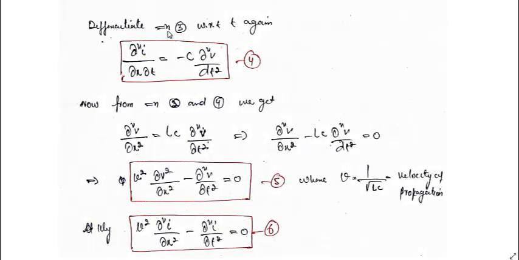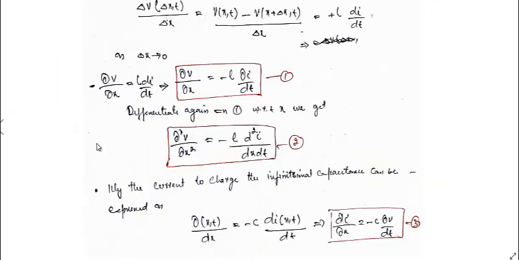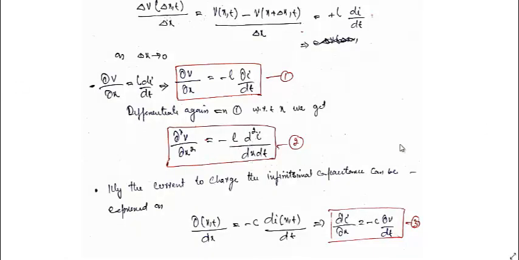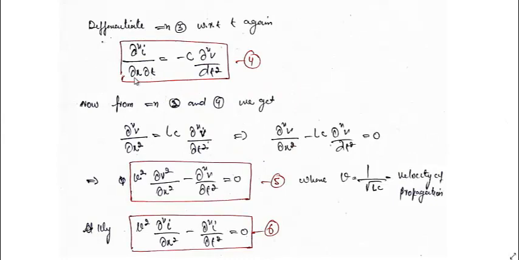So differentiate equation 3 with respect to t again. It will be equal to del square I divided by del x del t is equal to minus C del square v by del t square. So this is equation 4. I can equate equation 2 and equation 4. Sorry, this is del square I by del x del t.